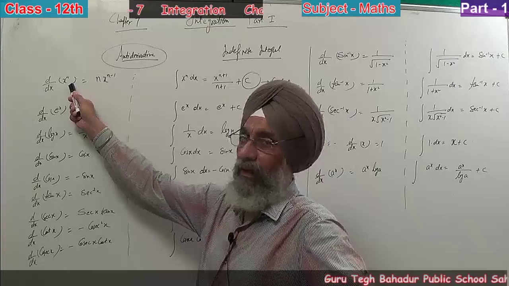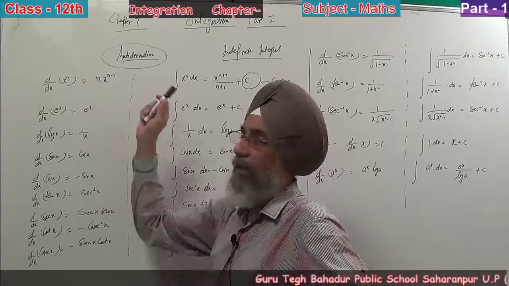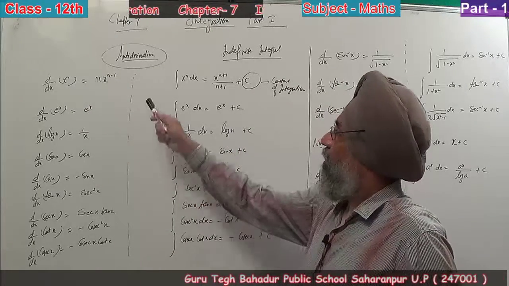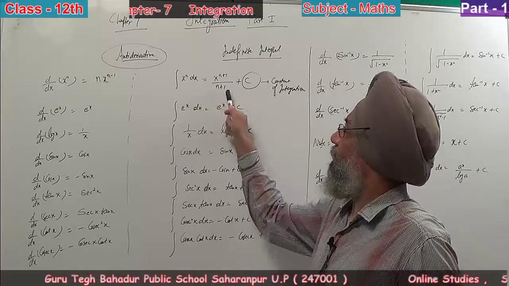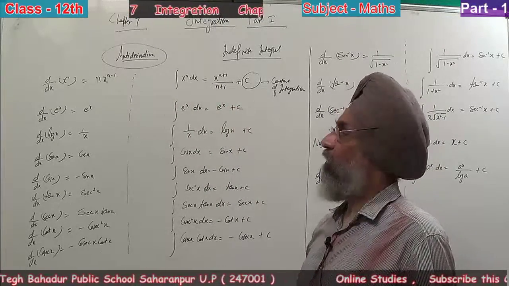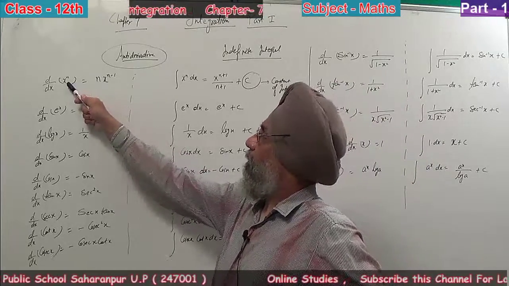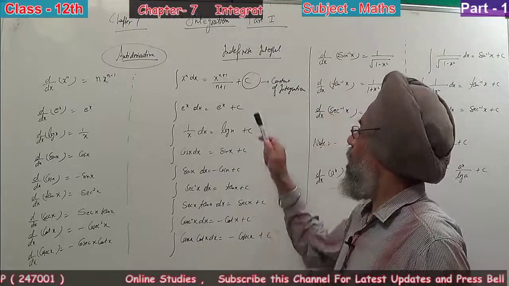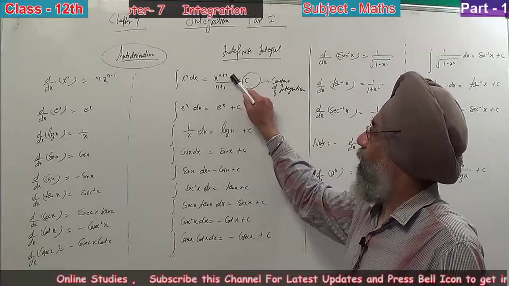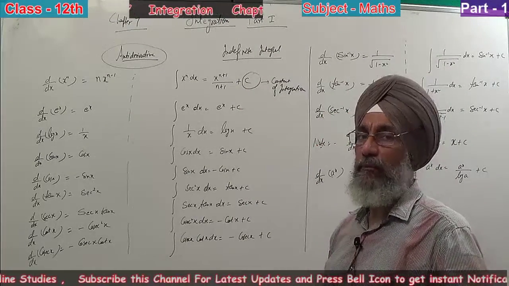Differentiation of x to the power n is n into x to the power n minus 1. If we find the integration of x to the power n, we get x to the power n plus 1 upon n plus 1. In differentiation, we multiply with the power and reduce the power of x by 1. But in integration, we increase the power of x by 1 and divide by the new power.